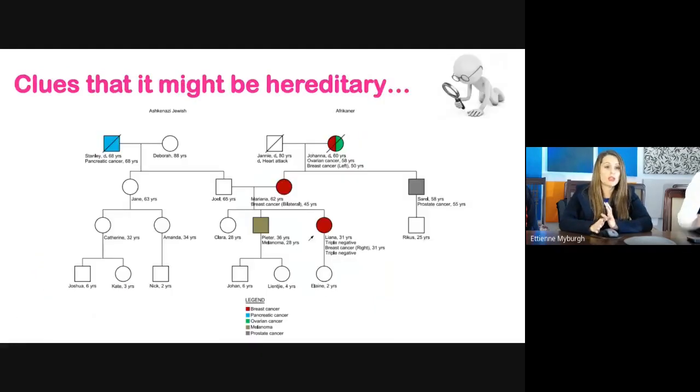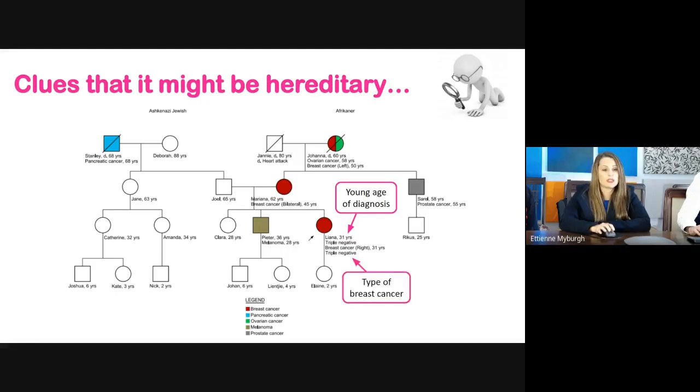When you go and see a genetic counselor, they will usually ask you about your family history, and they'll draw this family tree. Just to explain, the circles are the women in the family and the squares are the men. If you look at this family tree, for instance, there are certain clues that make me wonder whether this isn't maybe a hereditary breast cancer. The first clue is the young age of onset in this person, where she was 31 years old when she developed cancer. The other clue is the type of breast cancer.